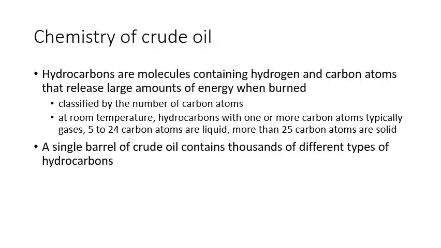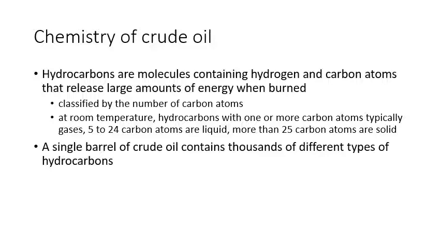First, what is crude oil, or the chemistry of crude oil? Crude oil is made up of hydrocarbons. Hydrocarbons are molecules containing hydrogen and carbon atoms that release large amounts of energy when burned. The different products are classified by the number of carbon atoms. At room temperature, hydrocarbons with one or more carbon atoms are typically gases. 5 to 24 carbon atoms are liquids, and more than 25 carbon atoms are solids.